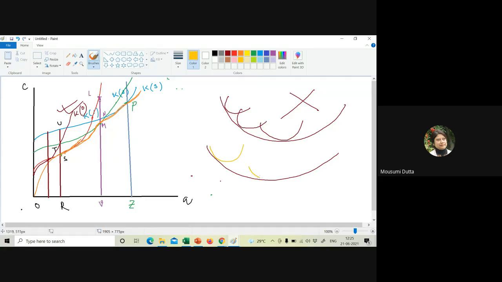Only here the minimum point will coincide, and here the tangent will occur in the rising part. Okay, so anyone, would you tell me why this is happening? Why is the first diagram a wrong one? It's not covering the minimum of all these points.